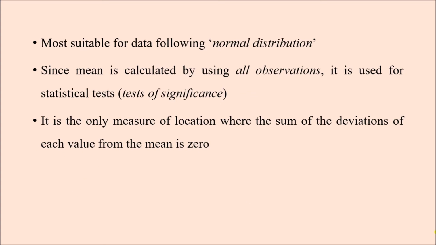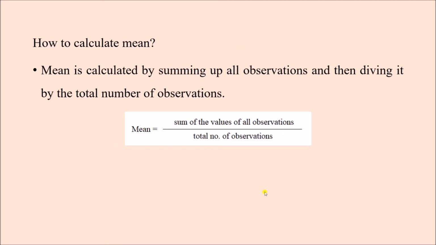It is the only measure of location where the sum of the deviations of each value from the mean is 0. So if we have a data set, then we can calculate the mean value from the data set. Then we subtract individual values in the data set from the mean. That will give us the deviation of each value from the mean. Now if you add up all these deviations, the total value should be 0. It may sound a little bit complicated, but in a couple of minutes I shall definitely describe this sentence with an example.